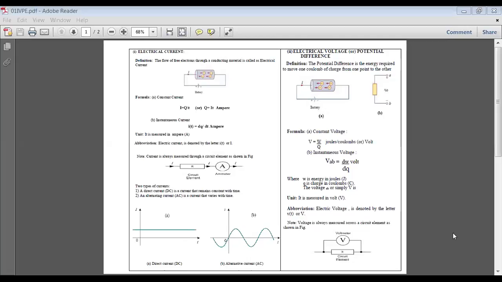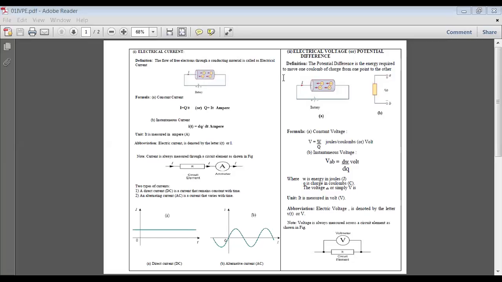Introduction to DC circuits. Today we'll discuss a topic called electrical current, electrical voltage or potential difference. First we'll go for definition.